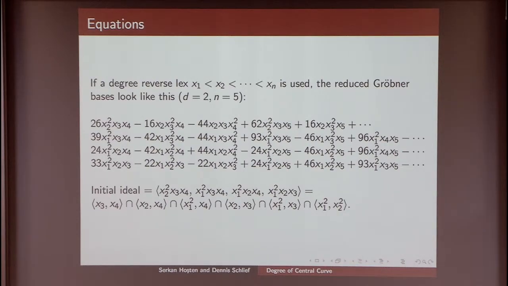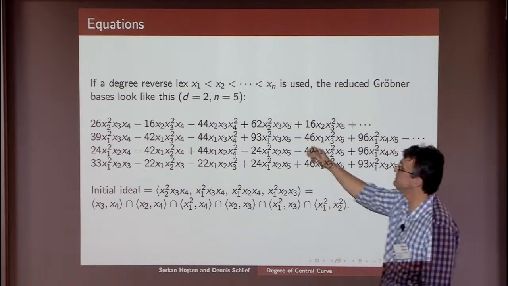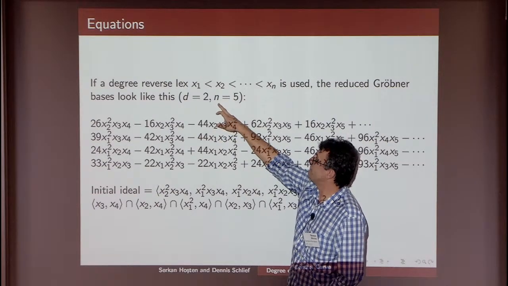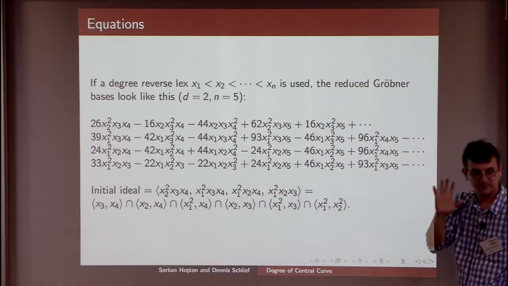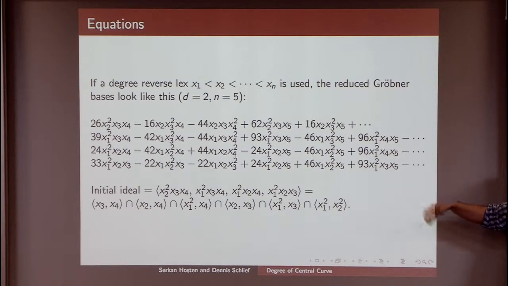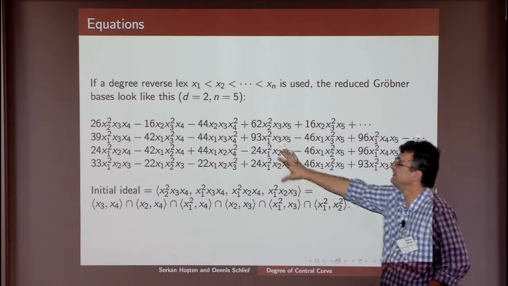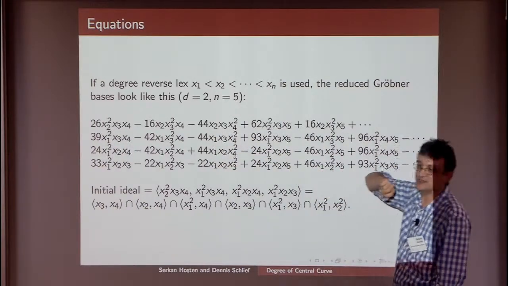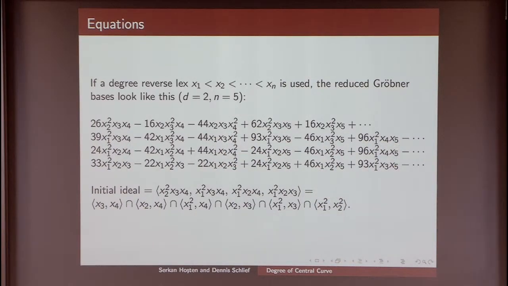If you erase the 2's, you're going to get the broken circuit complex of the uniform matroid of rank 3 on 5 elements. So using the degree bound, we were able to prove that these are the equations that define the curve as well. I'll stop with that. Thank you very much.